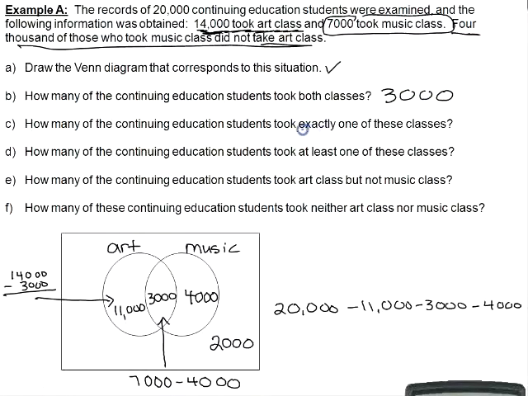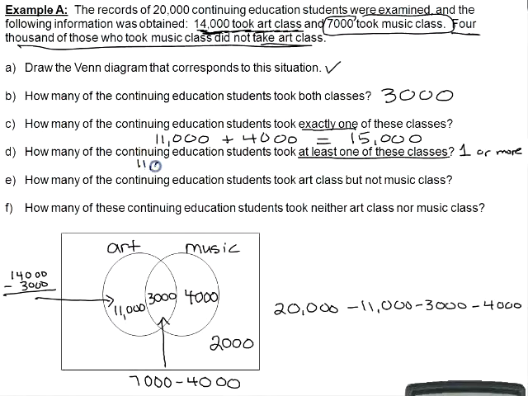The next question is, how many students took exactly one of these classes? In other words, they took just art or they took just music. Well, 11,000 students took just art. They took one class. Plus 4,000 students took just music. They took one class. So a total of 15,000 of these students took exactly one of these classes. The next question is, how many of these students took at least one of these classes? At least one of these classes means one or more of these classes.